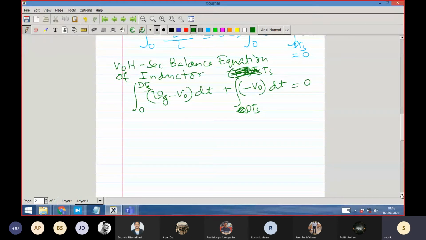Let us make one more approximation. Actually, it is not really required, but still, just make the approximation that VG itself is a slow varying quantity.